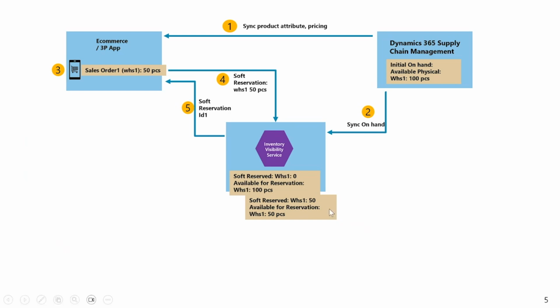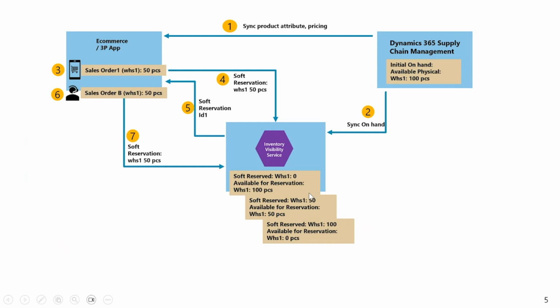Notice that this ecom order has still not yet synced into Dynamics 365 SCM, and available on hand is 100 pieces in Dynamics 365 SCM. Meantime, another order is received on the ecom site for, let's say, 50 pieces.